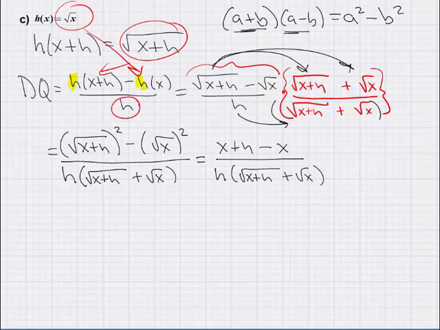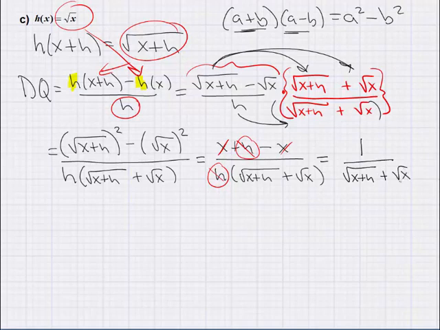And now things are going to cancel. This x and this x cancel. I just have an h here, but then that h and that h are going to end up canceling. And what happens? I canceled everything out of the numerator, which means there's a 1 left over. Not a 0, a 1. The denominator, what do I have? I have the square root of x plus h plus the square root of x. This right here is my difference quotient.